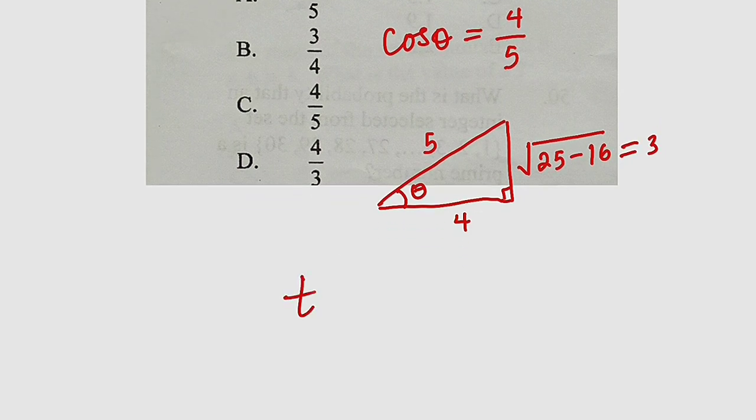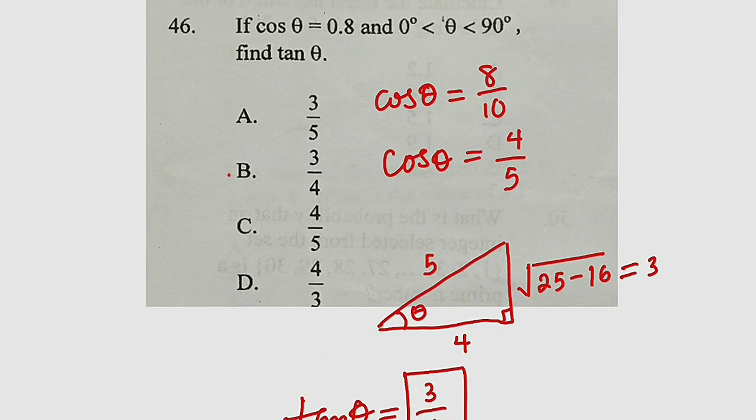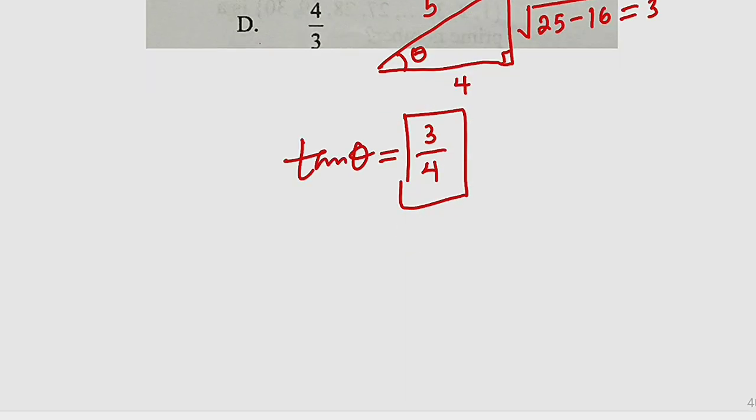So we are looking for tangent of theta. Tangent of theta is what? Opposite divided by the adjacent. The opposite is 3, the adjacent is 4. So the solution to this problem is 3 over 4. 3 over 4 is option B. Let us move on to question number 47.